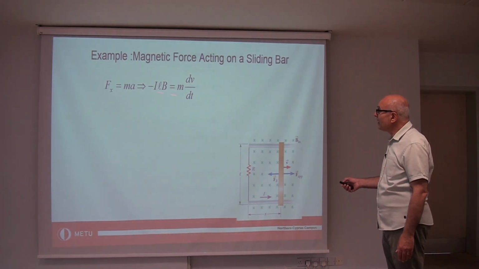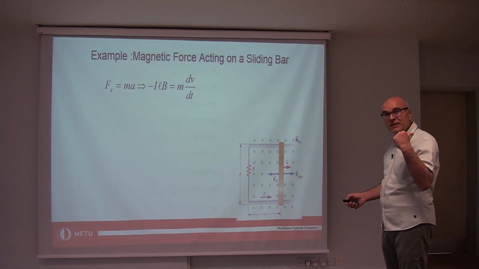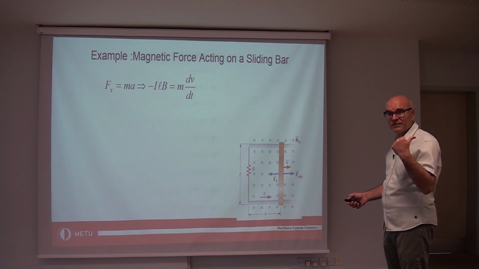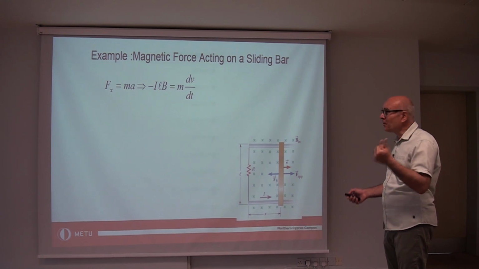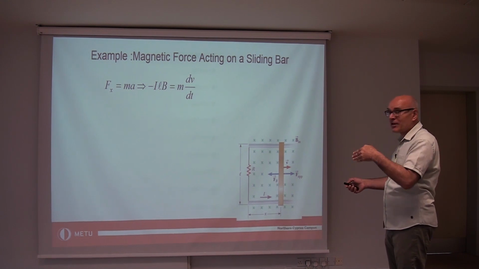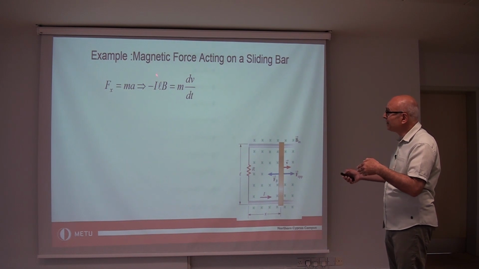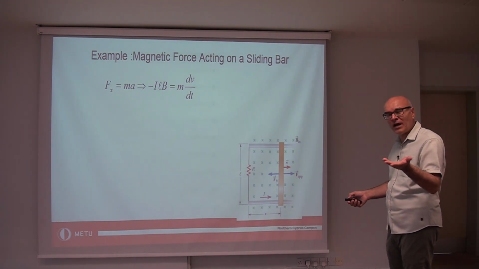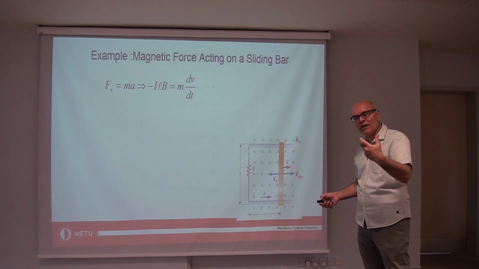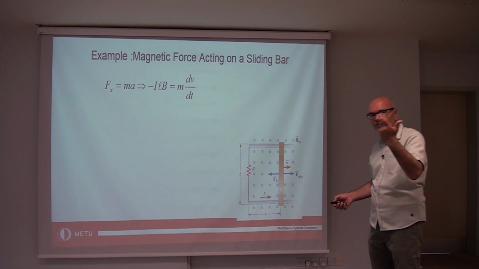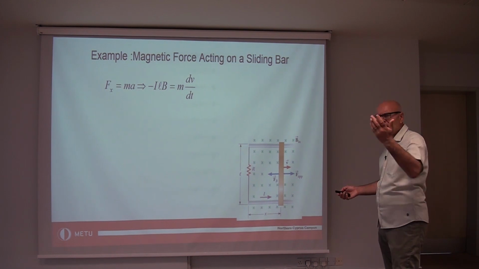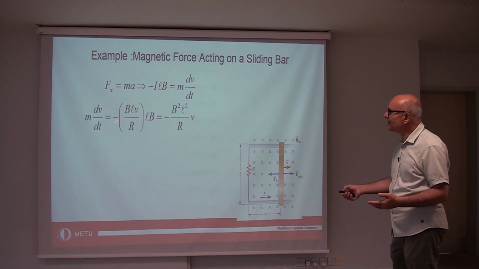Here a is dv by dt, but I itself also depends on the velocity. So the velocity is changing, so I is changing. So I have m dv by dt, but I is also a function of velocity. Why? Because what is I? It is E over R. And what is E, the electromotive force? It's BLV.